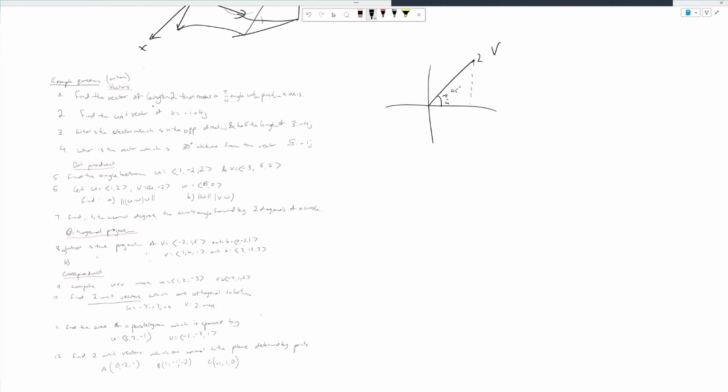If this length is 2, and this is 45 degrees, you can use SOHCAHTOA, you can use trigonometry to figure this one out. Then you've got the unit vector, you've got opposite directions, half the length, all this kind of good stuff.